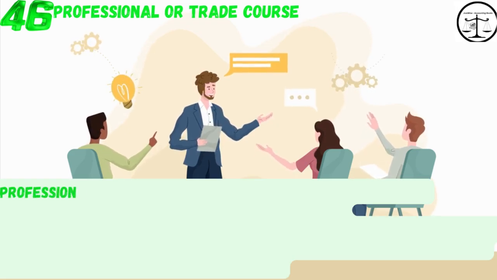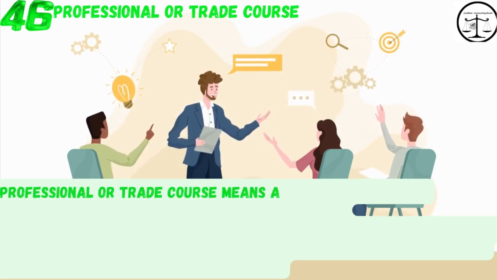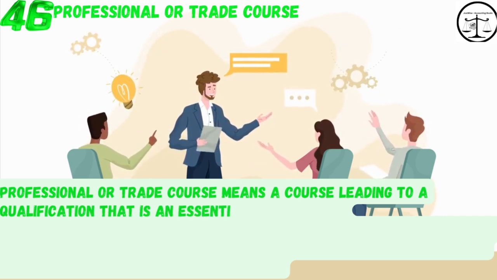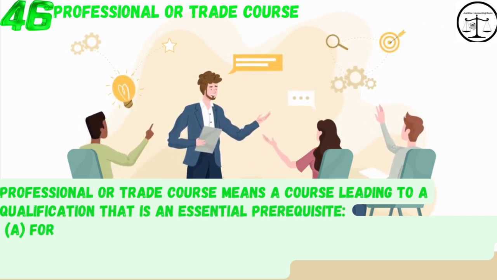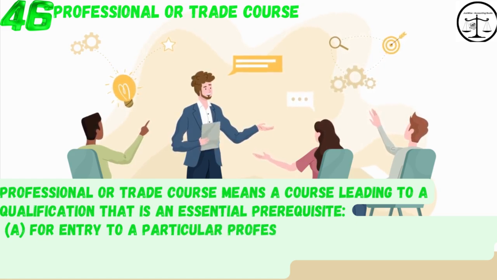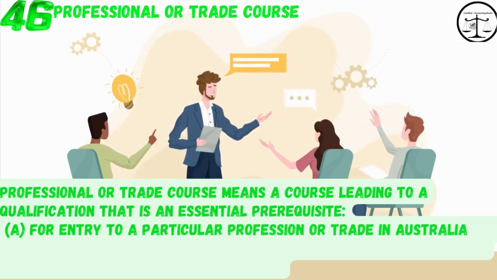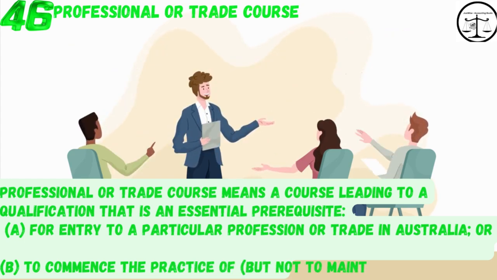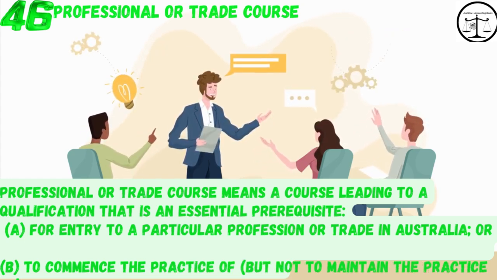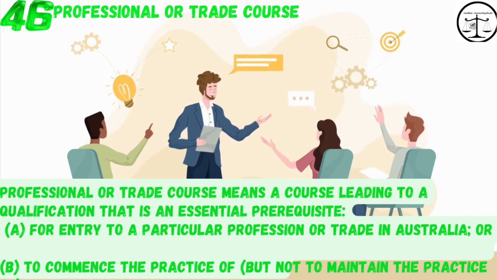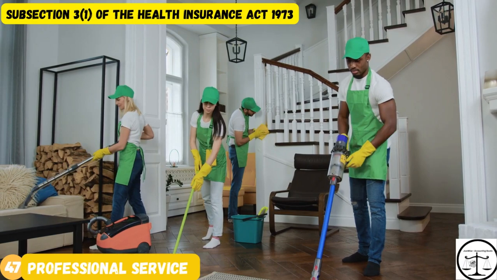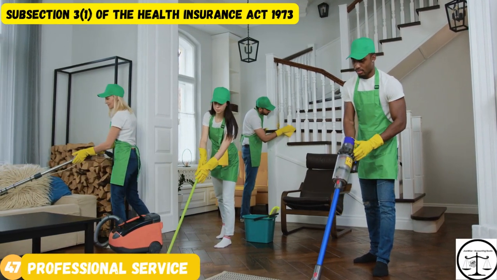Next word. Word number 46. Professional or trade course means a course leading to a qualification that is an essential prerequisite A. For entry to a particular profession or trade in Australia, or B. To commence the practice of, but not to maintain the practice of, a profession or trade in Australia.